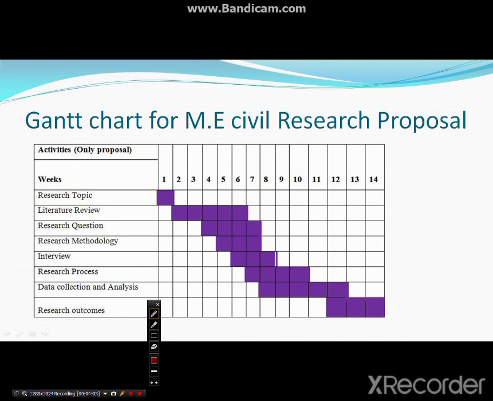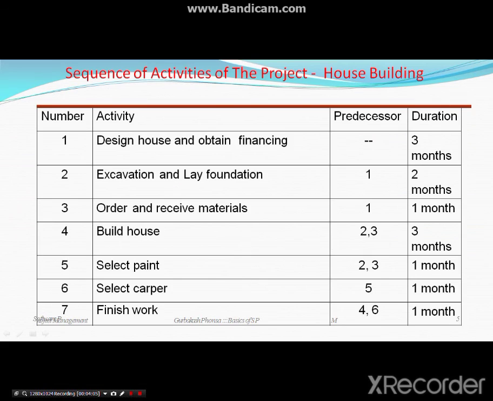Further, let's say we are a civil engineer. These are a sequence of activities arranged in order for house building, that is, how the project construction will be done. First, the design of the house and obtaining finance takes 3 months. Excavation and laying the foundation takes 2 months.